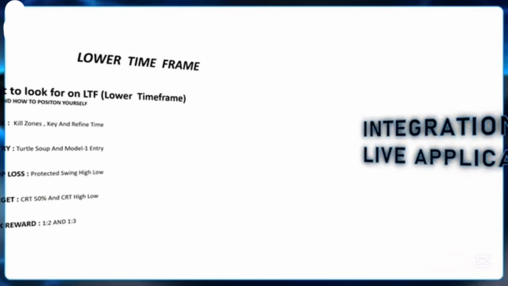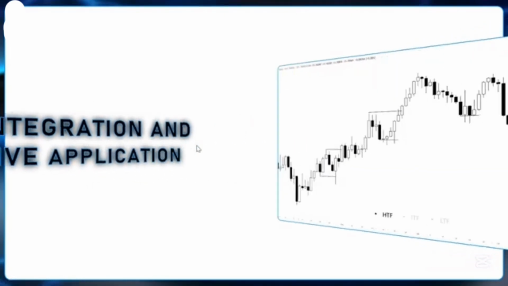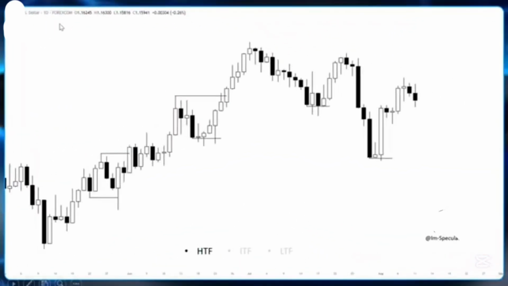All right, let's move on and integrate everything together: the higher time frame, intermediate time frame, and lower time frame, and see how this plays out on a real chart. As you can see here, we've got the Euro Dollar daily chart, and this is going to act as our higher time frame. I'm a short-term day trader.